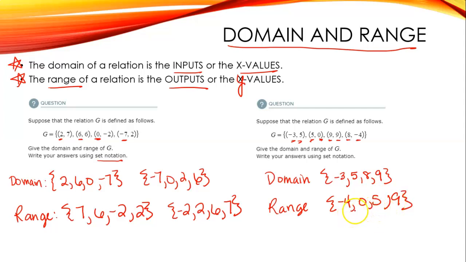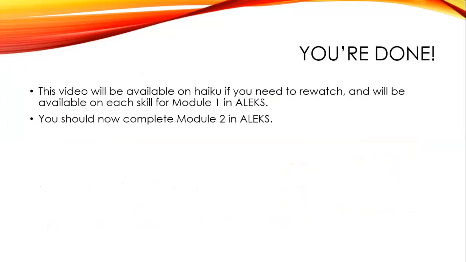One thing to note is that you don't have to write a number more than once. If I had another point that was -3, 0, that's a whole new point, but it's not additional information in my domain and range. I would just leave this out. -3 is already listed in the domain, 0 is already listed in the range. I don't need to repeat those. My domain and range would not change. Make sure you have this written down before we move on.